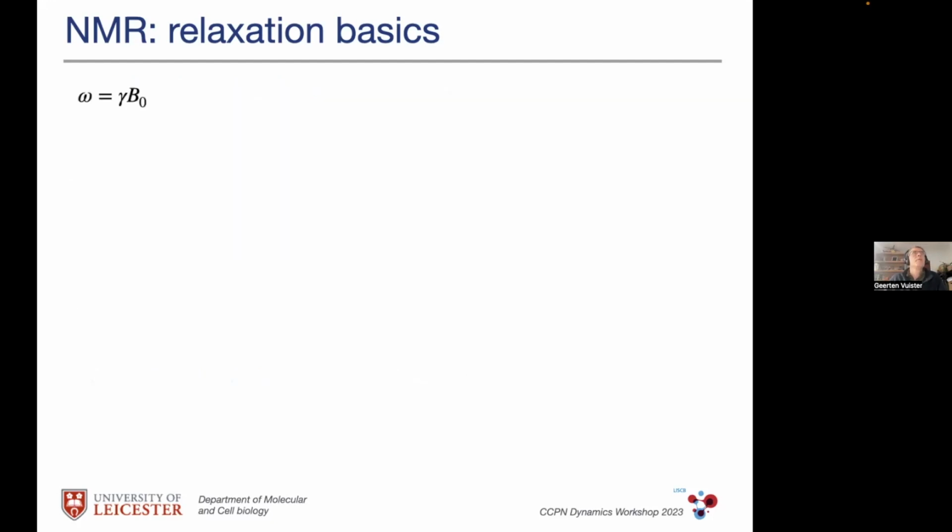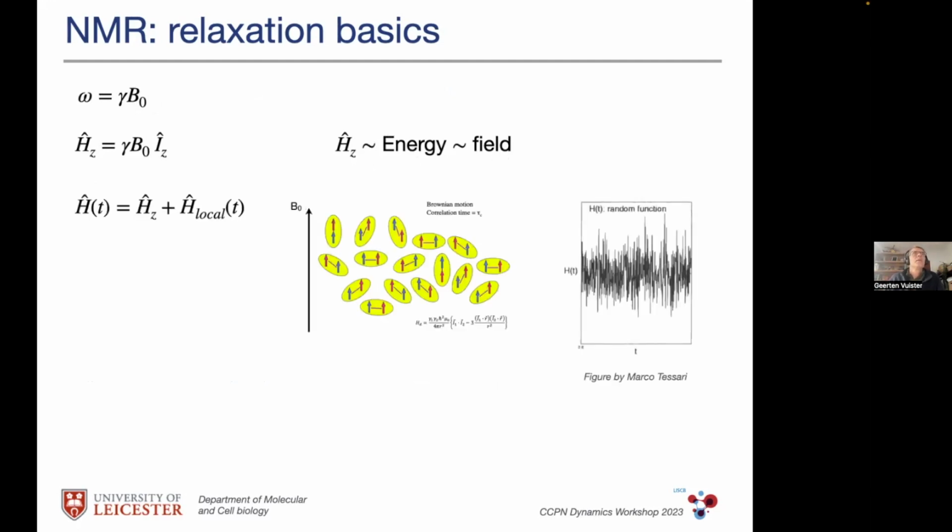Now, for that, we are going to go back a few slides. Well, first of all, we know, of course, that the frequency that we detect is essentially gamma B naught. So that's our frequency. Now, we know that that comes from a Hamiltonian. So the Hamiltonian is related to this gamma B field. So you can read the Hamiltonian as the energy, which you can read as the field. Now, we knew that the Hamiltonian had this constant one, this Zeeman term, which is dictated by the spin systems, but also this local part, which was the fact that we had these 2 spins that vary over time.